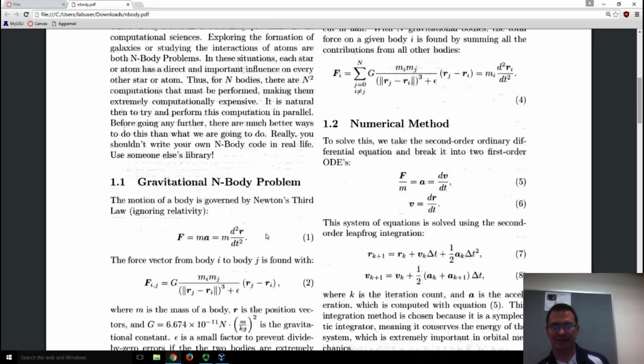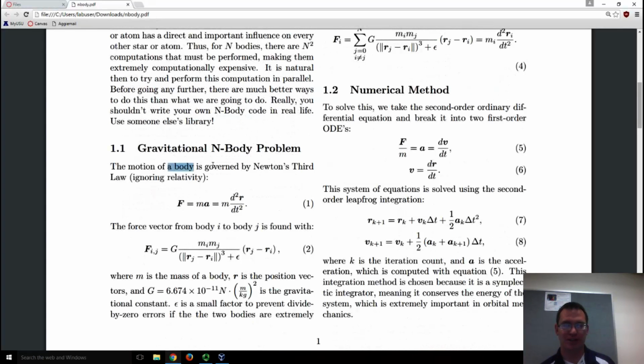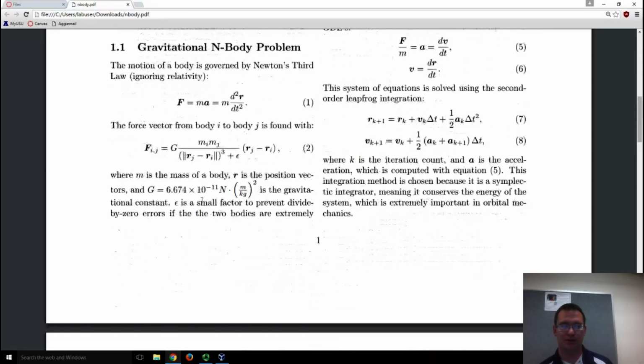But the basic idea here is that we have a body. It's governed by Newton's second law, of course, ignoring relativity. The force equals the mass times the acceleration. So in the case of gravity, the force vector is determined by this equation here. The mass of body i, the mass of body j, the gravitational constant, the radius, the distance between the two bodies, and then the direction vector here.